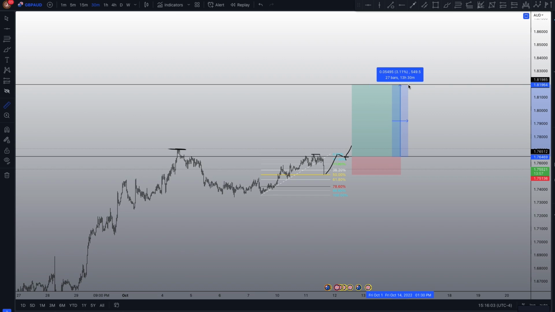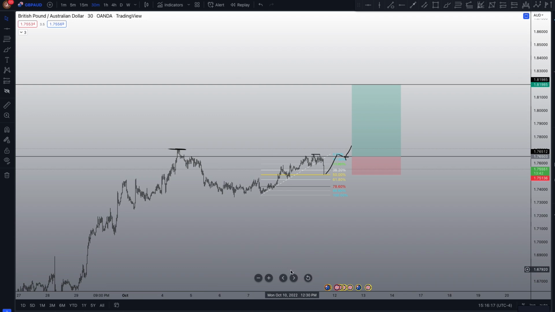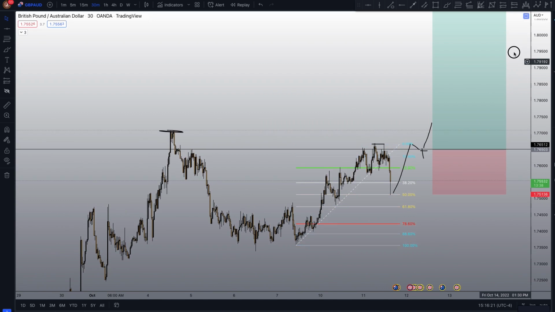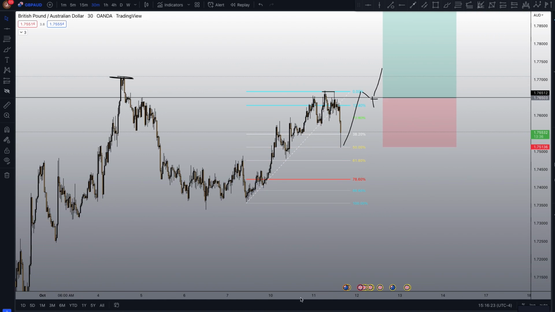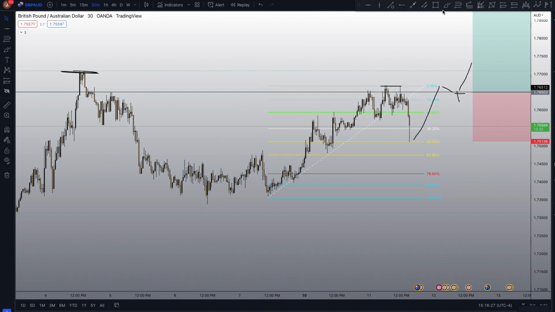550 pip move with a total risk of about 135 pips. So we're looking really good for a swing. We're looking really good for a scalp. And everything is happening simply because we're recognizing, look at this. Look how beautiful it is. We're recognizing a cup and handle. That teacup, that cup and handle is one of the most powerful patterns that's out there.